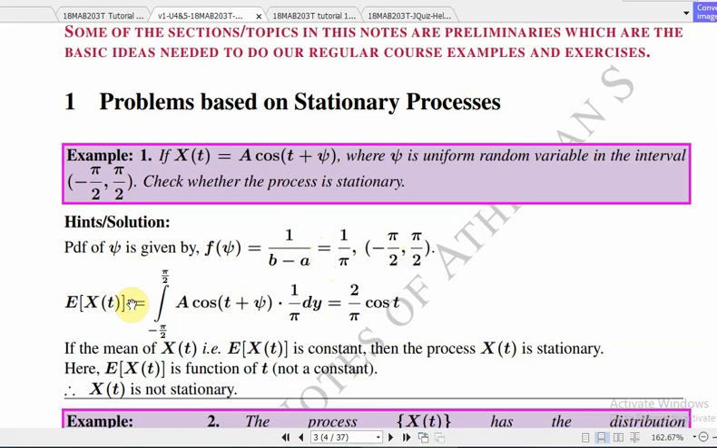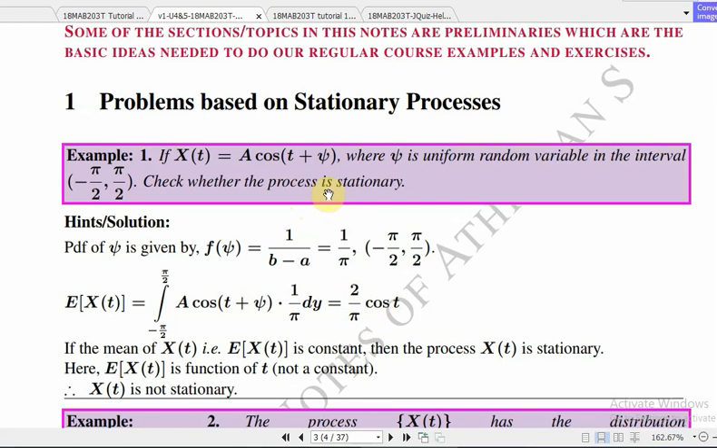So E of x of t will be integrated from minus pi by 2 to plus pi by 2 because the interval given is like that. In general, what is the formula? E of x of t is the integral of x of t into f of psi into d psi. Here, instead of dy, it should be d psi; it is mistakenly written dy maybe. So x of t is a cos(t plus psi) and f of psi is 1 by pi into d psi. If we integrate it, we will get 2a by pi cos t.